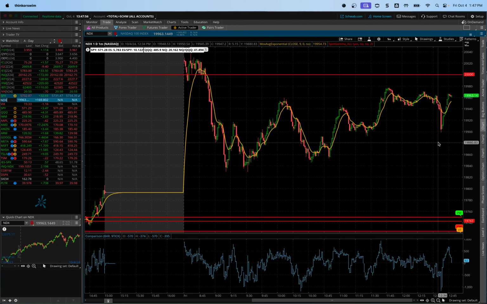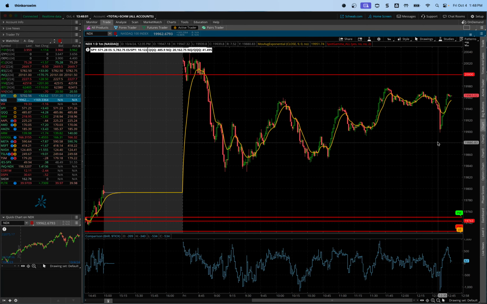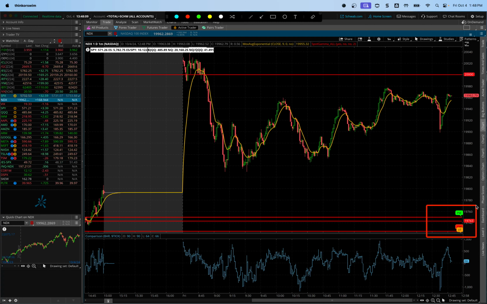NDX looks like it's heading back up toward the 20,000 level. That's a large gamma 2 level. And note these levels here down below. The put wall is actually moved higher than the call wall now. So the put wall at 19,750 is above the call wall at 19,725. And the volatility trigger is just below that at 19,720. So both NDX and QQQ are trading above their volatility triggers as well.